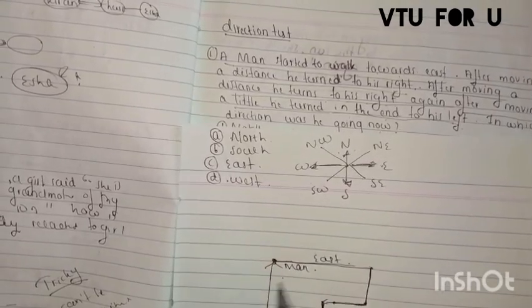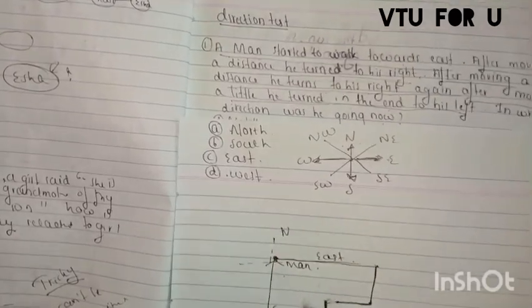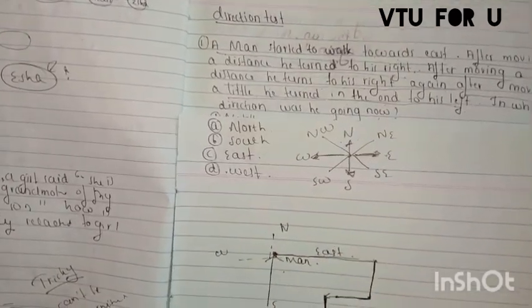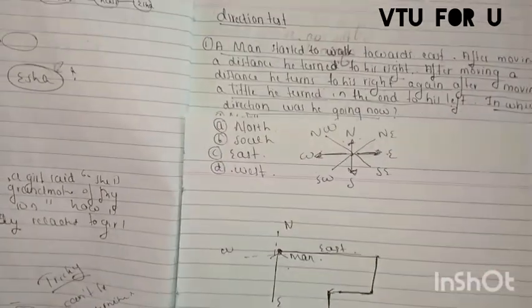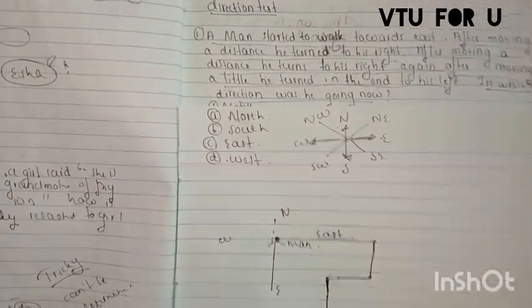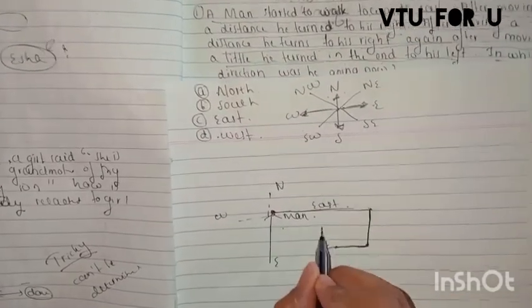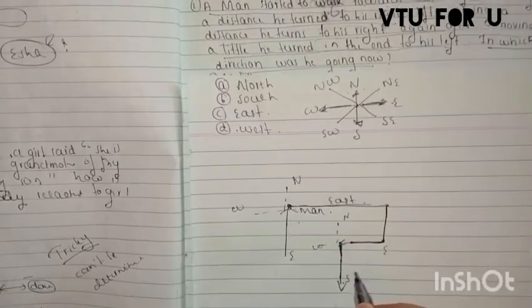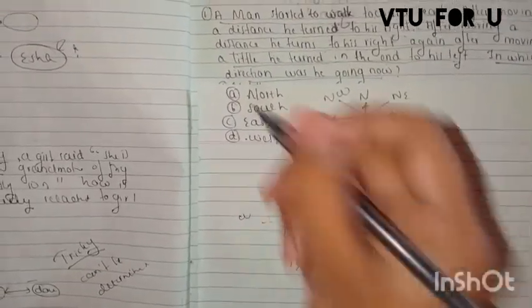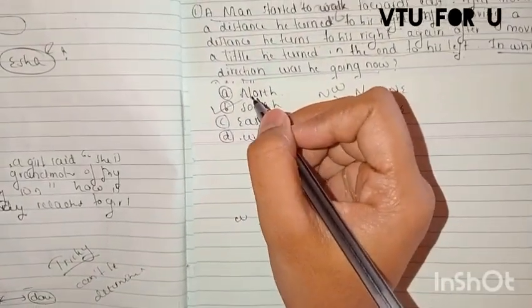Then as we all know, consider these directions. This is north, this is south, this is east, and this is west. And they are asking in which direction he is going now. This is the direction he is going right now. Which is the direction this? So consider your parts. This is north, this is south, this is east, west. Okay, definitely he is going towards south. Therefore option number B is your correct answer.